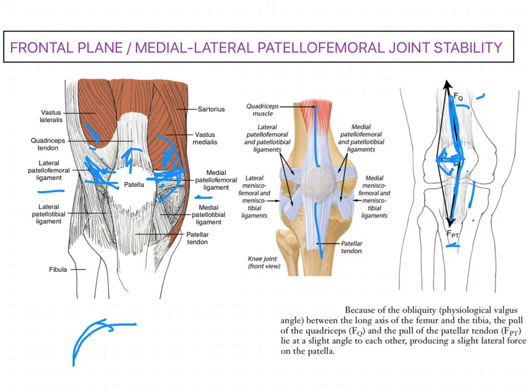So in genu valgum and also in femoral anteversion, in these two conditions, there is a chance of excessive lateral pressure, which causes subluxation or dislocation.